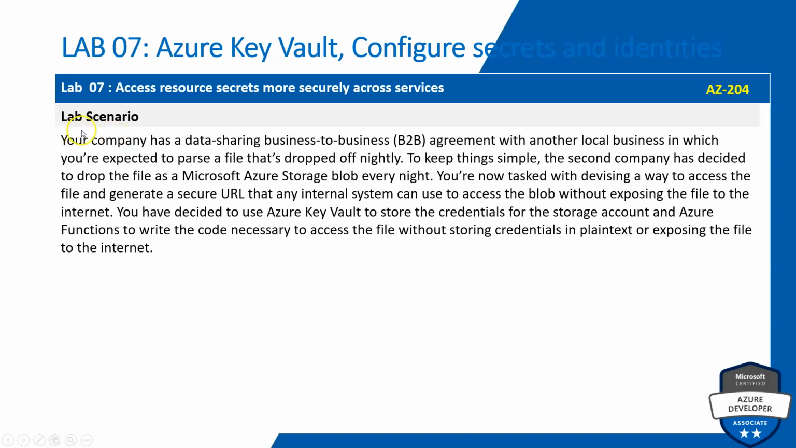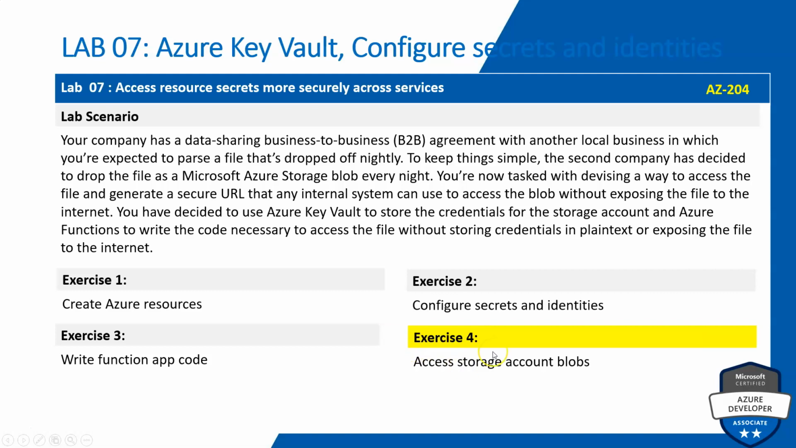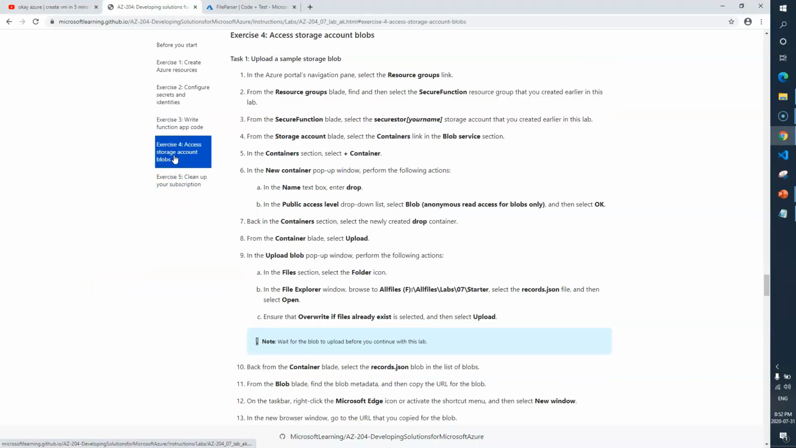Here is the lab scenario. You can go through it if you want. So far we are done with exercise 1, exercise 2, and exercise 3, and in this video we'll work on exercise 4. Okay, so let's go to the instruction page. You can find the URL in the video description, and here we are going to work on exercise 4, which is access storage account blobs.